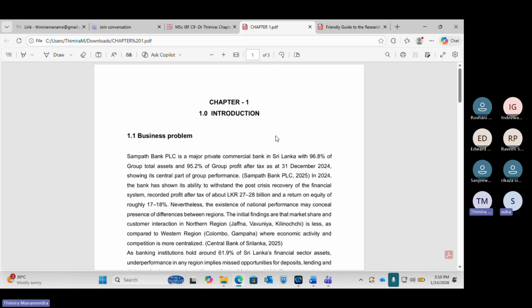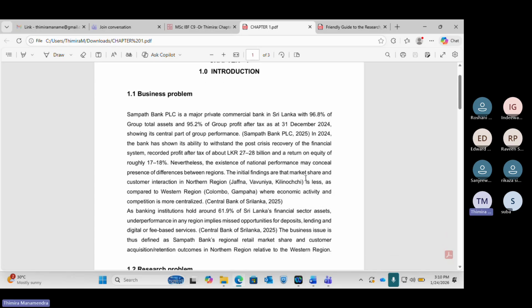Here also, if you want to improve this, you can bring in the 1.1, 1.2 background as I mentioned earlier, without straight away going into the issue. Okay, sure. Yeah.